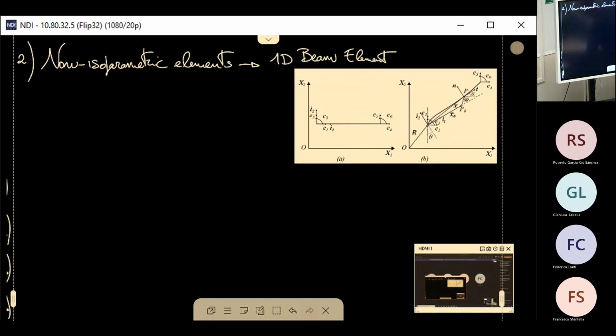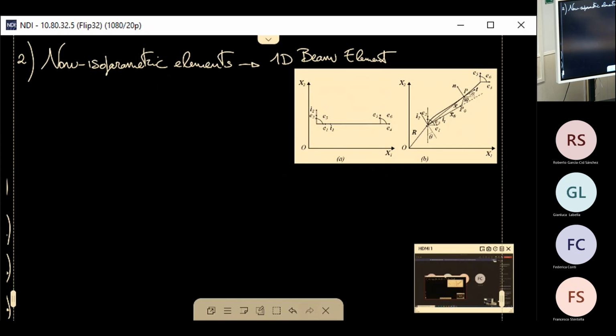All right, so you see now we are always within the absolute nodal formulation. So we are always describing the position of a point within the element with respect to the inertial frame, with the functional dependence expressed in terms of the local coordinates of the element.